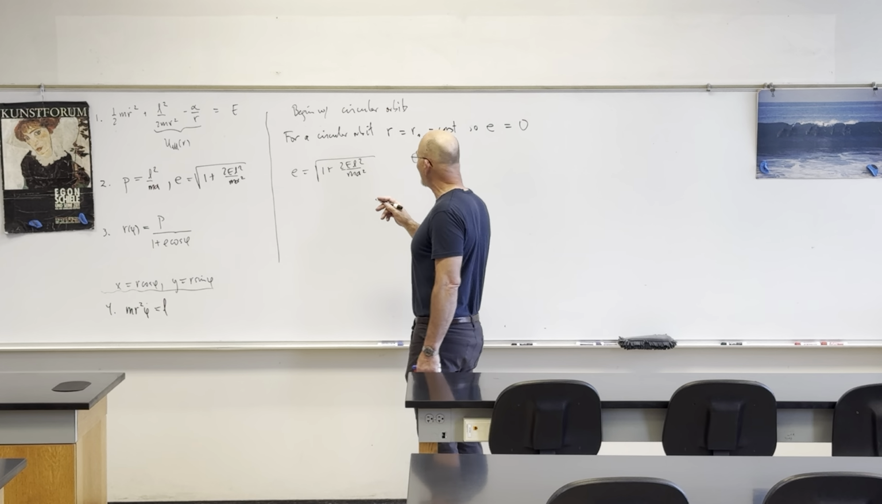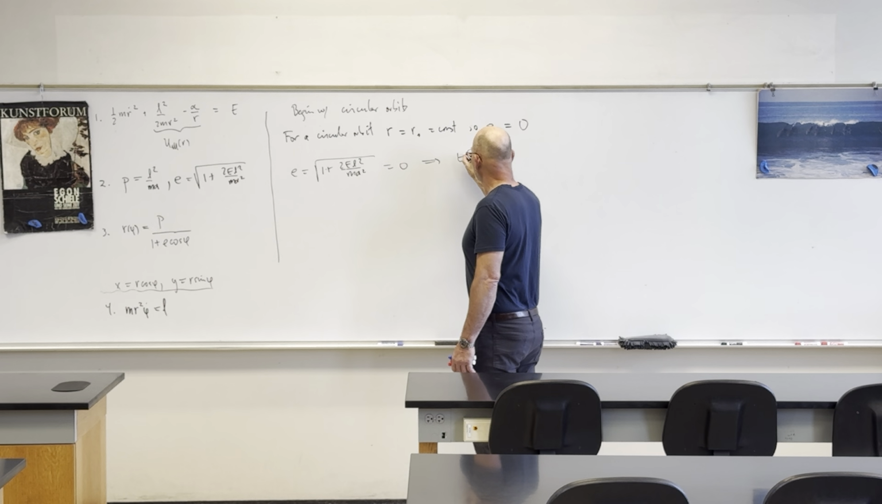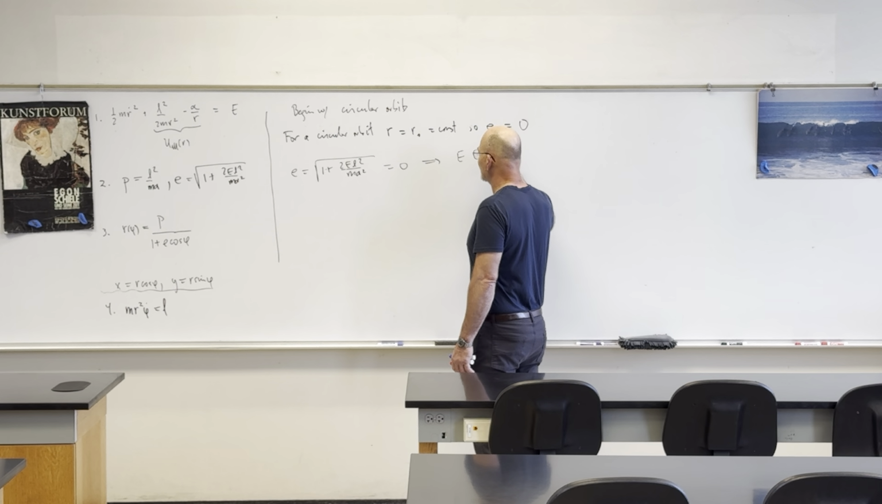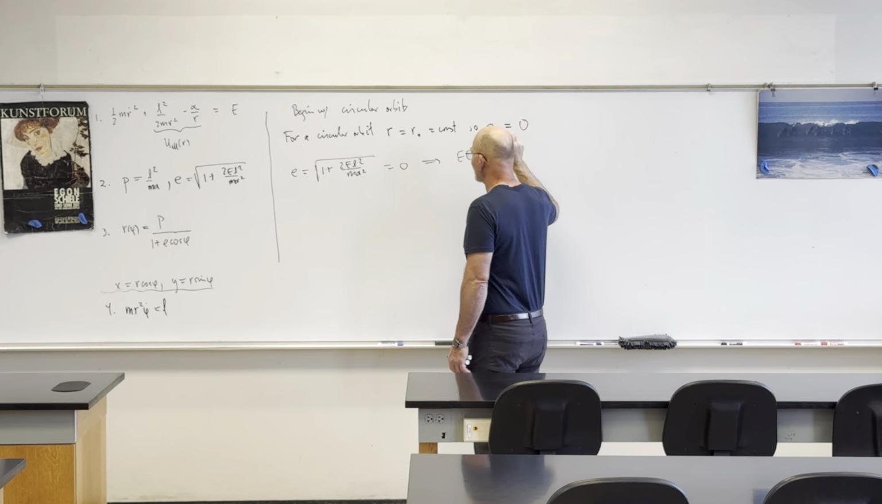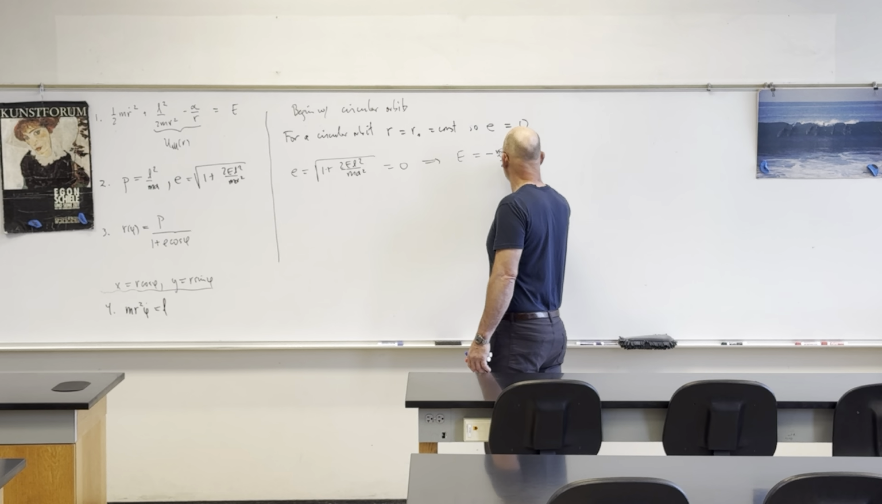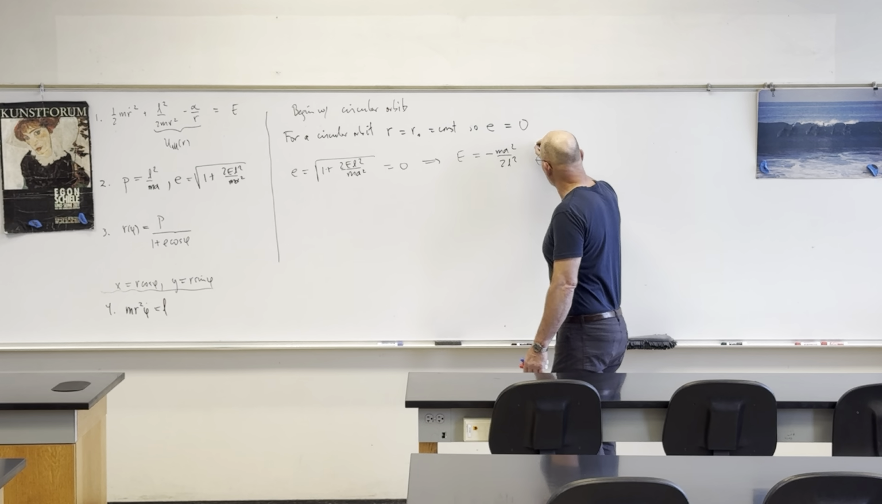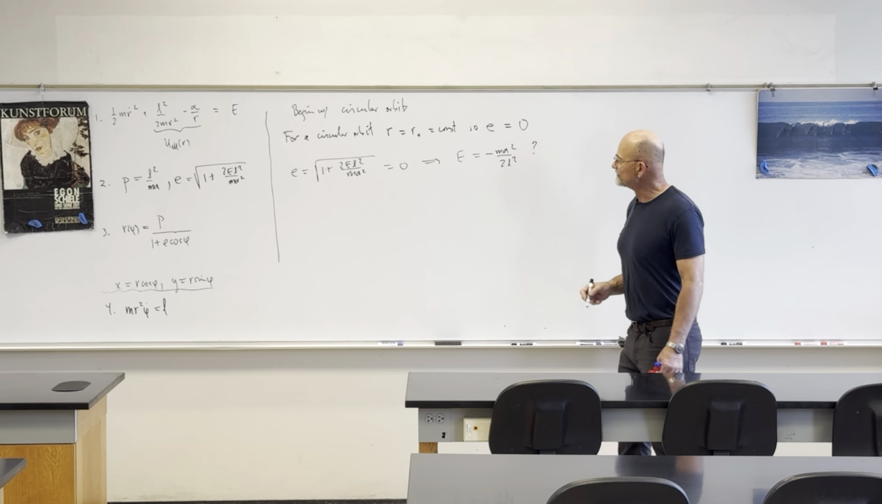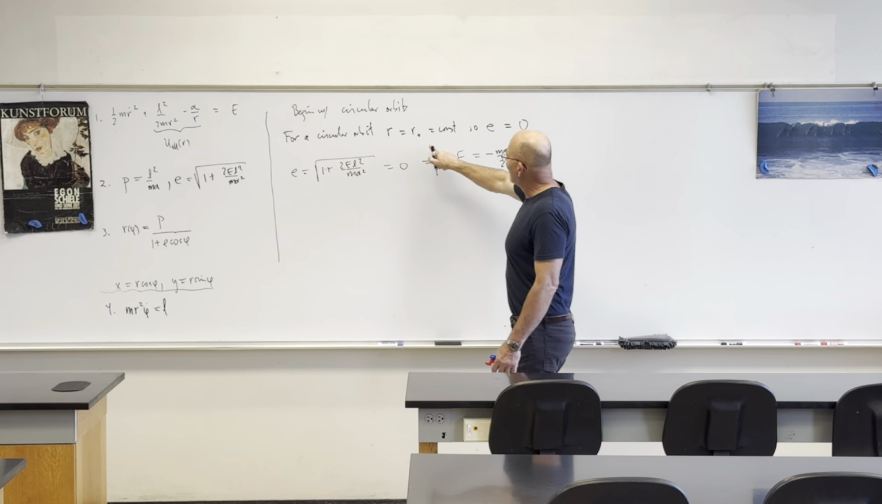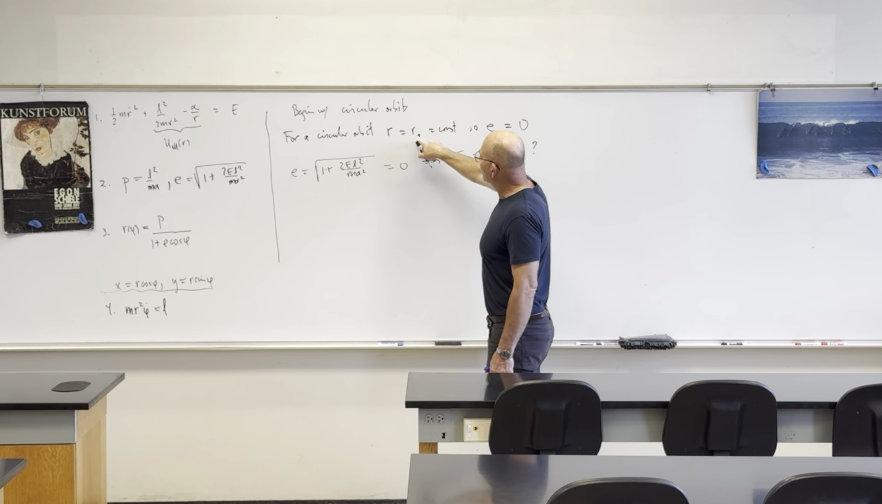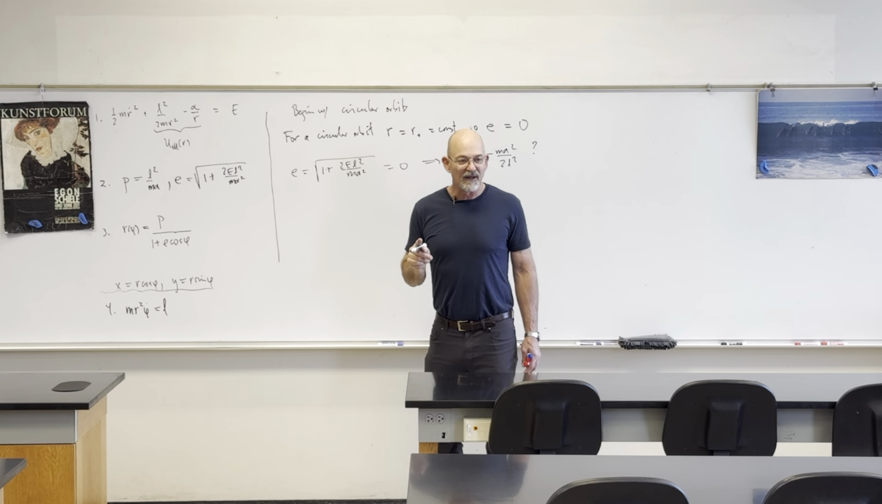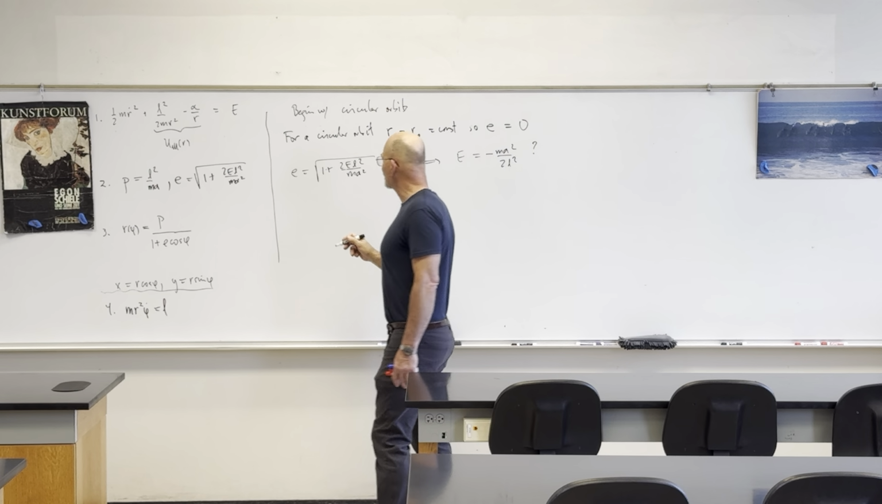So then what do we have? E equals minus M alpha squared over 2L squared. There's a little question mark there. What's going on? And R equals R0 equals constant. But this R sub 0 is the minimum of the effective potential for circular orbits.